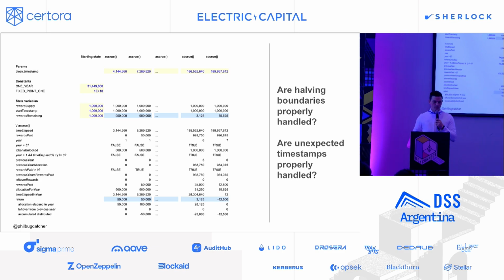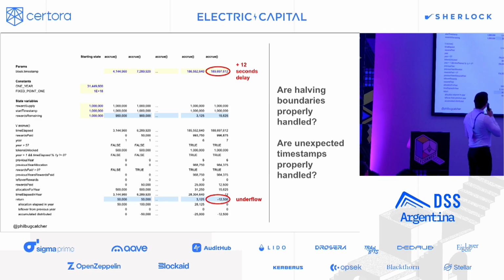And it turns out that most of the things work correctly in this function. But the second question, the answer is no. The unexpected timestamps are not properly handled. So this is what happens, and this is what I modeled. I modeled the entire distribution of tokens, and then on the last distribution, if it's called with 12 seconds delay, so on mainnet, one block later than it should, it underflows and breaks the entire thing.